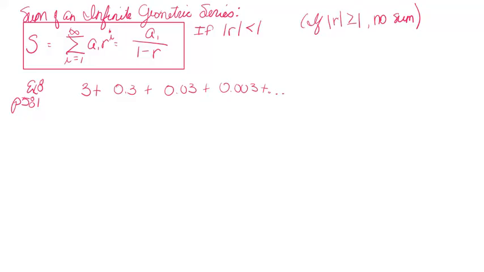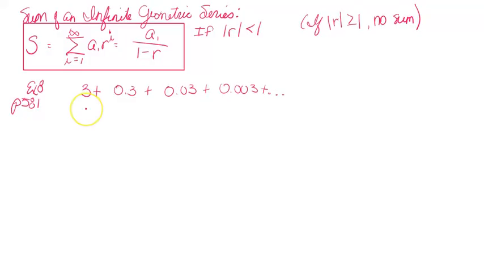We can tell that our r is equal to 0.1, or 1/10, because if I take 3 and multiply it by 1/10, I get 3/10. If I take 3/10 and multiply it by 1/10, I get 3/100. If I take 3/100 and multiply it by 1/10, I get 3/1,000, and so on.